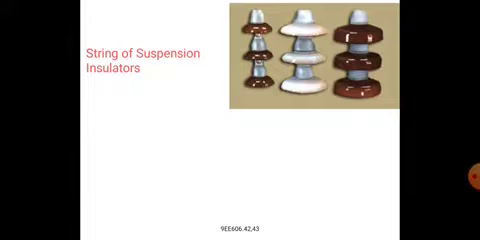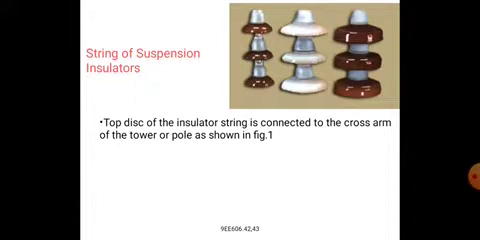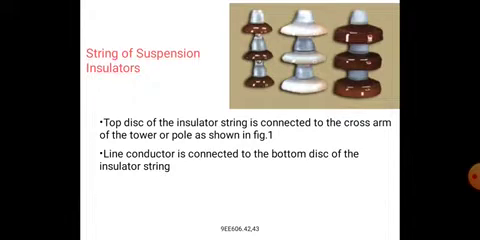This is a string of suspension type insulators. The top disc of the insulator string is connected to the cross arm of the tower or pole, as shown in the figure. The line conductor is connected to the bottom disc of the insulator string.